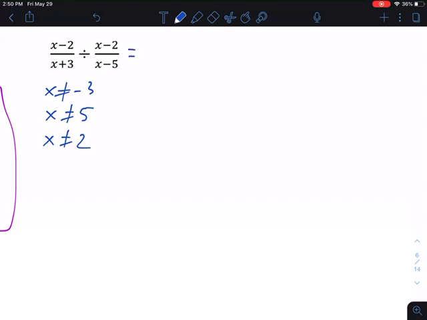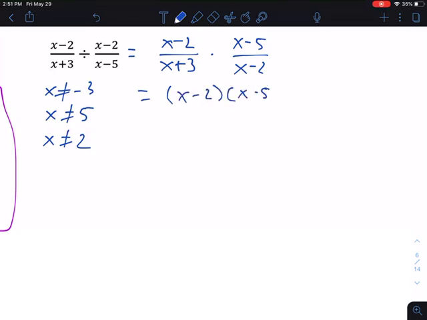So we're doing keep, change. We're going to get x minus 2 over x plus 3, multiplied by turning over x minus 5 over x minus 2. Again, it's your choice as to whether you cross-cancel or not. I personally find that probably more people make mistakes when they cross-cancel, but it's totally fine if you want to.